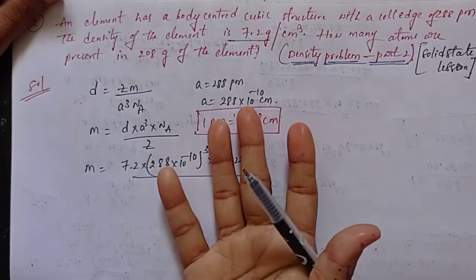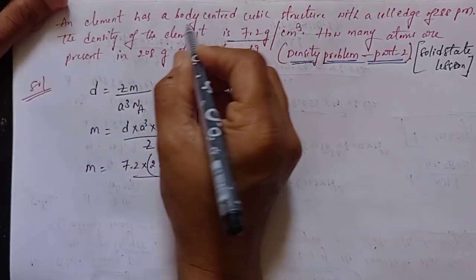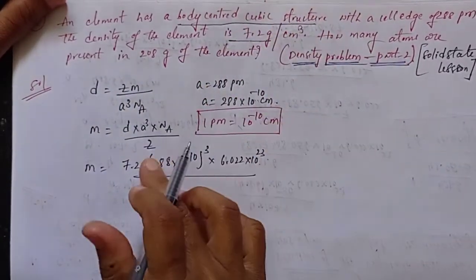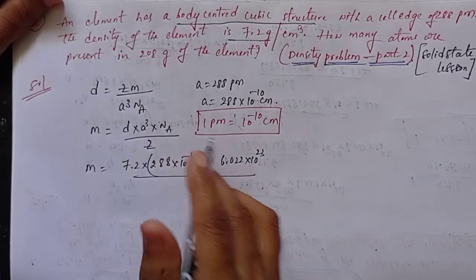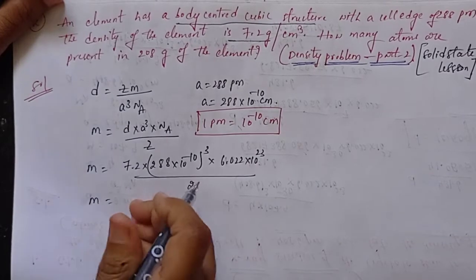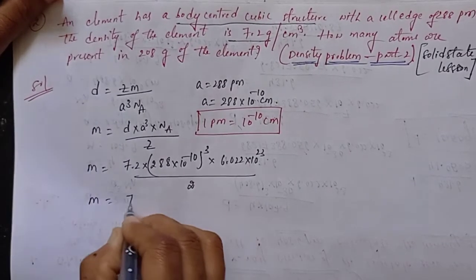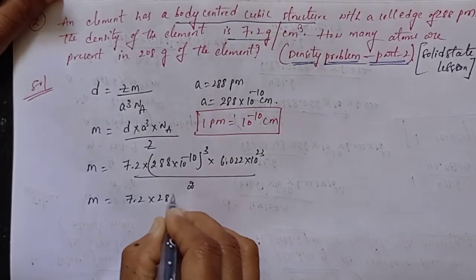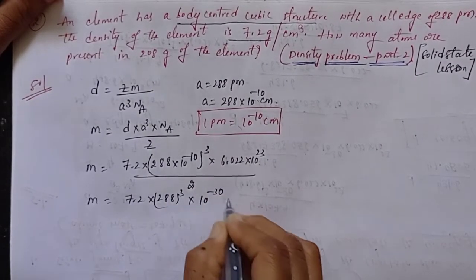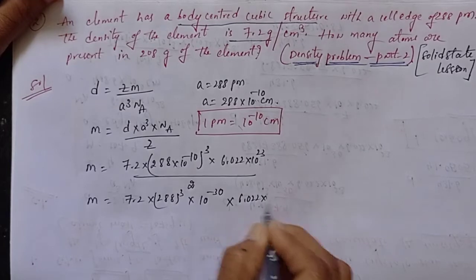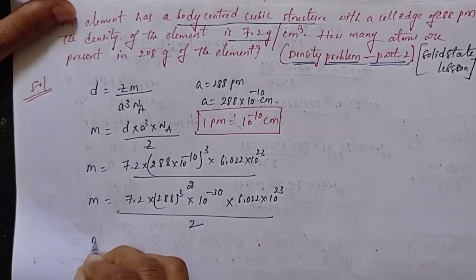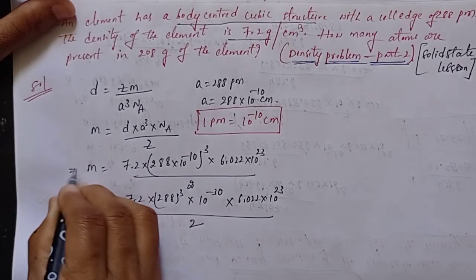What is the Z value? Body centered cubic structure is given, that means BCC. In BCC the Z value is 2. So divided by 2. So molecular weight is equal to 7.2 into 288 whole cube into 10 power minus 10 whole cube, which means minus 30, into 6.022 into 10 to the power of 23 by 2.